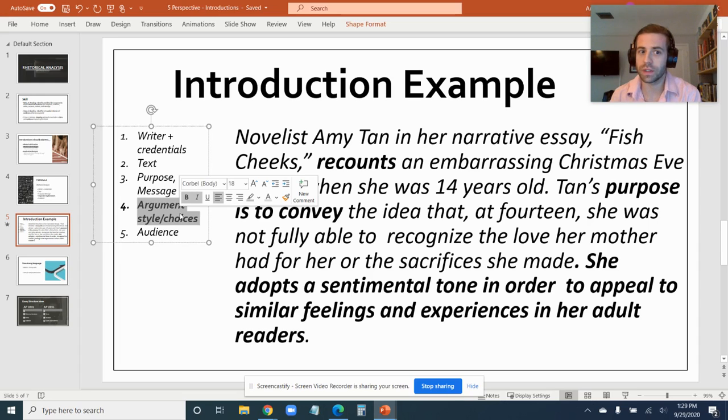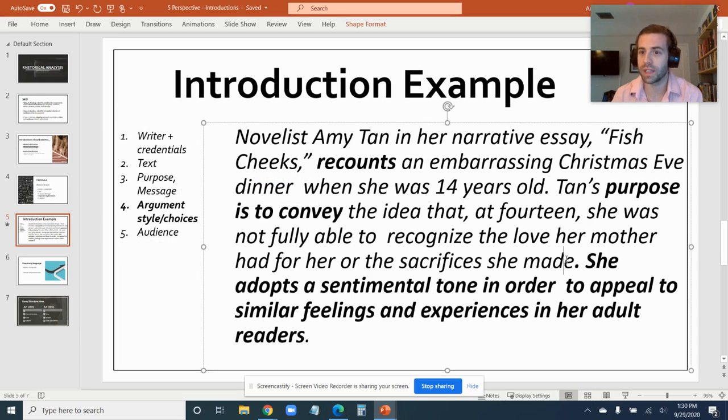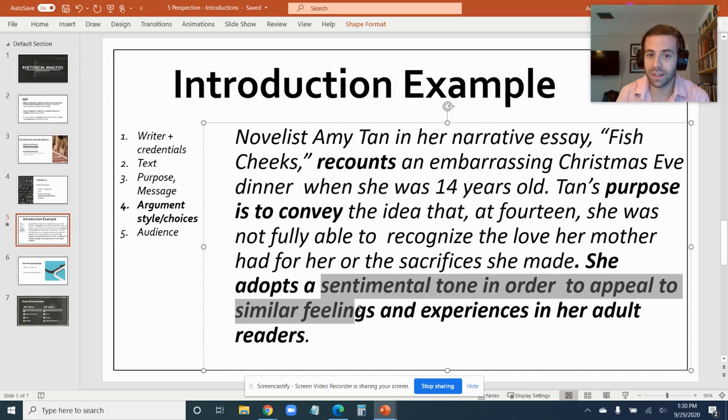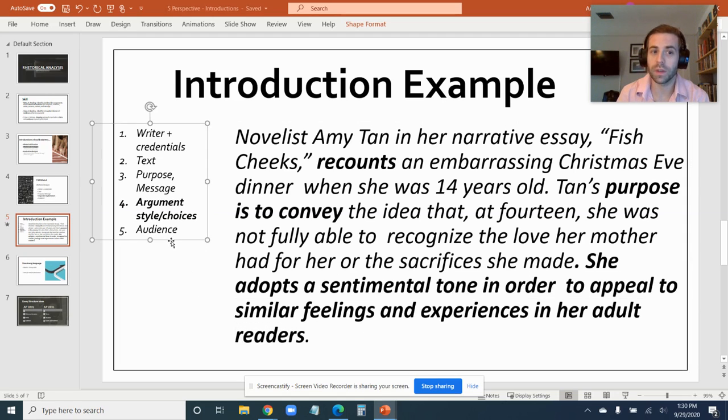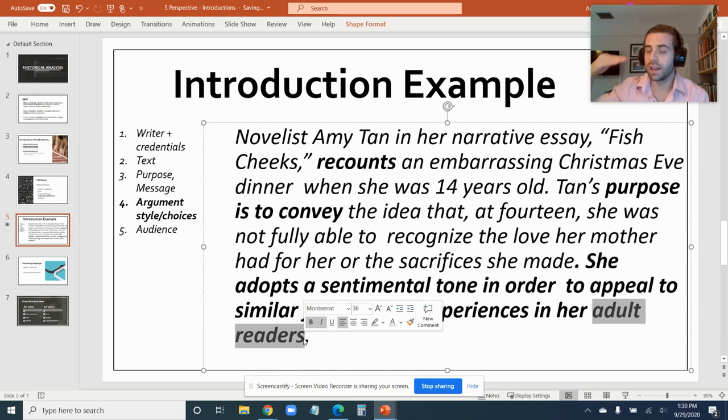There, we've started to address the style and the choice that Amy Tan adopted in this essay. She used a sentimental tone in order to appeal to similar feelings and experiences in her adult readers, right? Specifically, we're looking at the audience, and my guess would be the fact that adults are reading this. That's the primary target for Amy Tan. That's going to play a role in this person's analysis as they finish writing the rest of their essay.